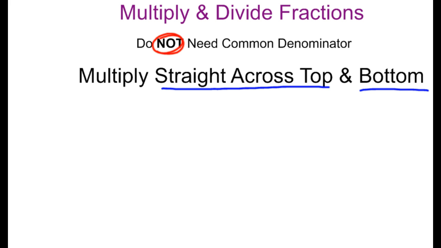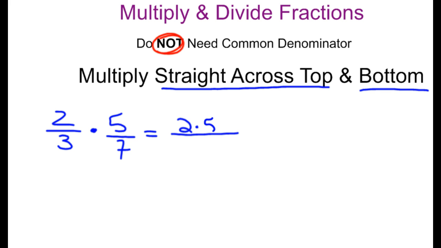So let's look at a couple of examples. If we wanted to do 2/3 times 5/7, notice the denominators are not the same, and that's perfectly okay. What we're going to do is multiply straight across the top. So we'll do 2 times 5 in the numerator, and we're going to multiply straight across the bottom, 3 times 7 in the denominator, and that would give us 10/21 as the product of 2/3 and 5/7.